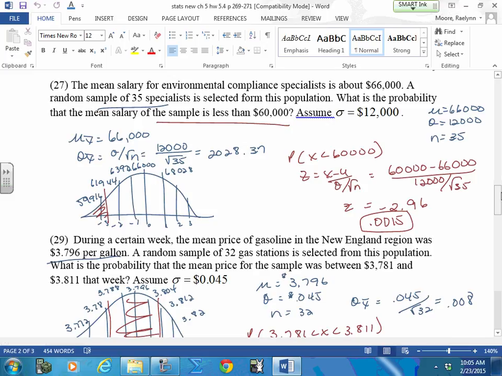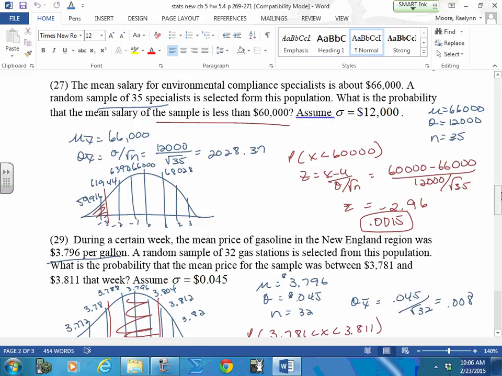The mean salary for an environmental compliance specialist is about $66,000 for all the environmental compliance specialists. That's the population. A random sample of 35 specialists is selected from this population. Do we need to know if the population was normally distributed? No? Why? Sample size is 35. Good. The sample size is larger than 30, so I don't care what the population looks like. I know my sampling distribution will represent a normal curve.